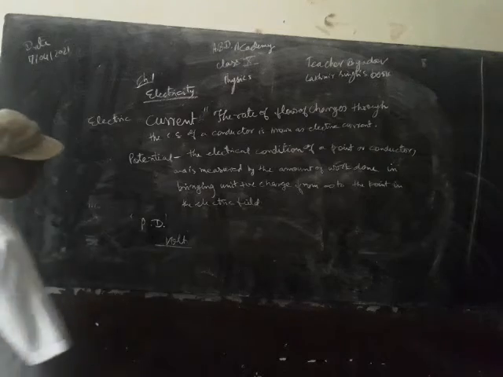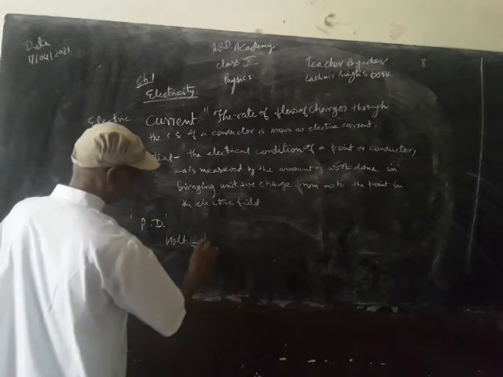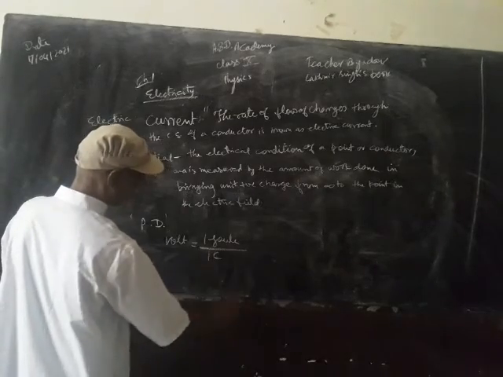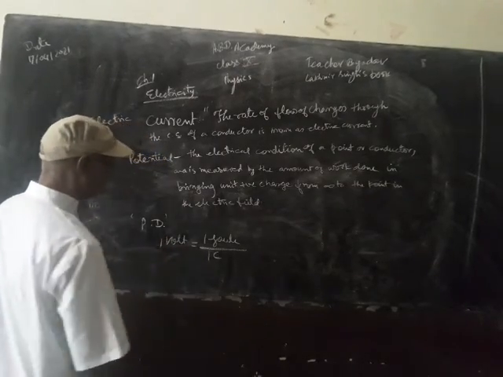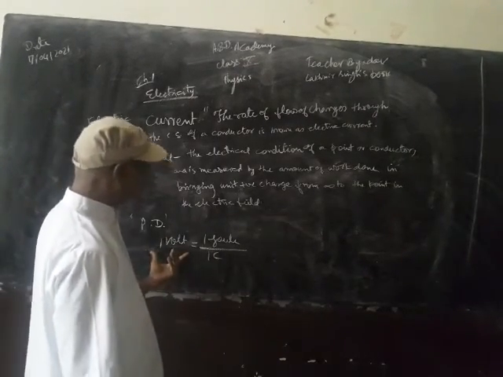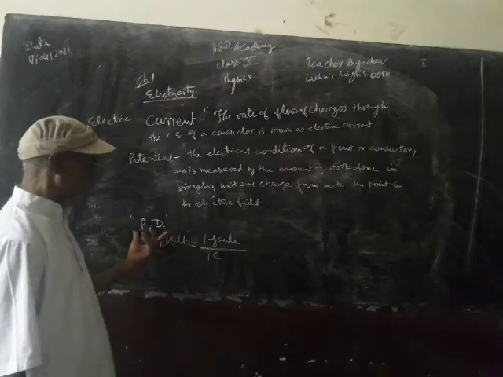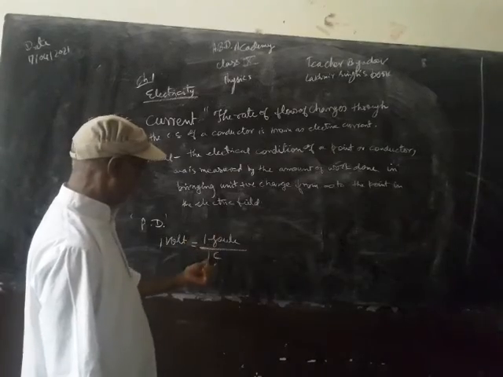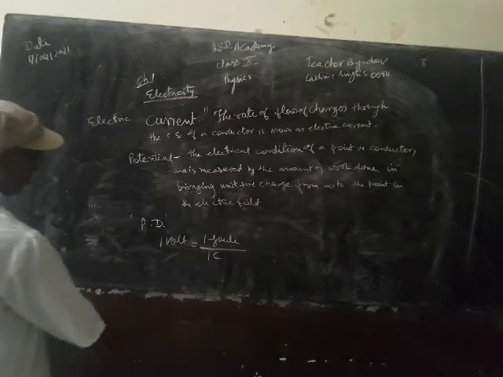What is volt? 1 volt is defined as the amount of work done in bringing 1 coulomb of charge from one point or conductor to the other. So 1 volt is equal to 1 joule over 1 coulomb. 1 volt is the potential difference between 2 points in an electric field if 1 joule of work is done in bringing 1 coulomb positive charge from one point to the other. This is the definition of volt.